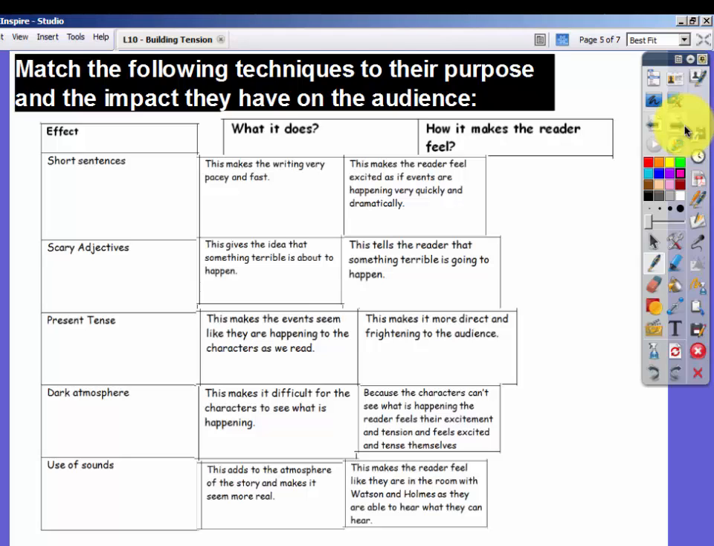And then, of course, there is the dark atmosphere all around. Again, you can't just say these things on the screen. You have to find examples, which is why you need to do some careful reading this weekend to make sure that you can find them very quickly when you're answering your question on Monday. And the same is true with the use of sounds. Go back and have a look at the extracts. You'll see how sounds are being used to create an eerie atmosphere.